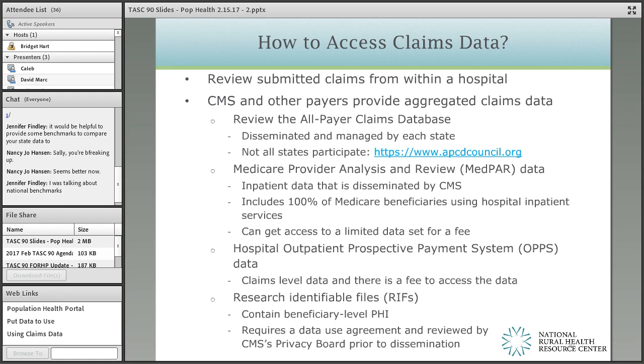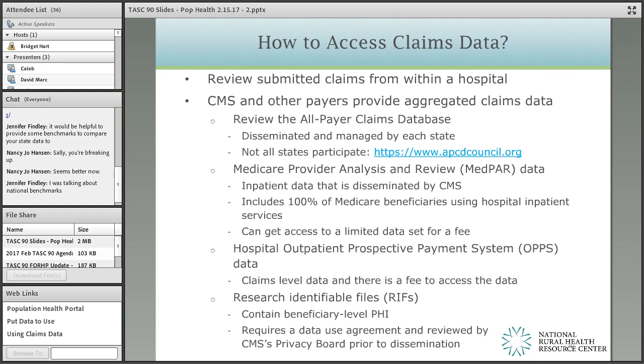You can look at total costs of care for super utilizers and for those patients in your community, and really look at the common diagnoses for those super utilizers, because maybe it's a specific subset of the population and you can target that subset more directly.